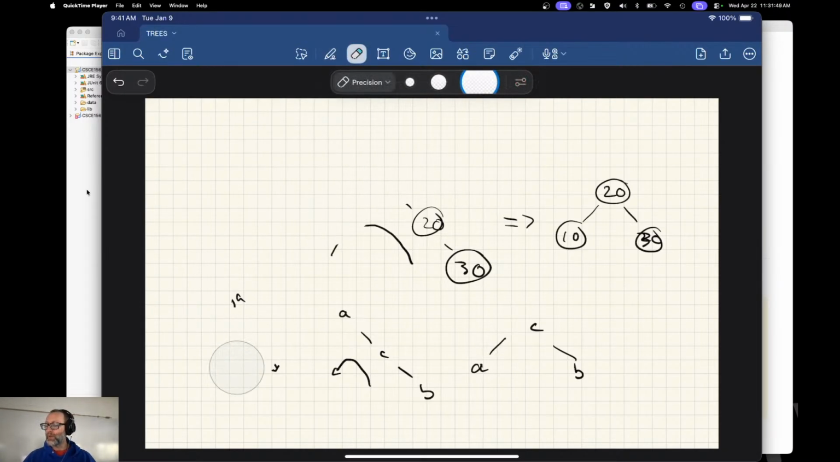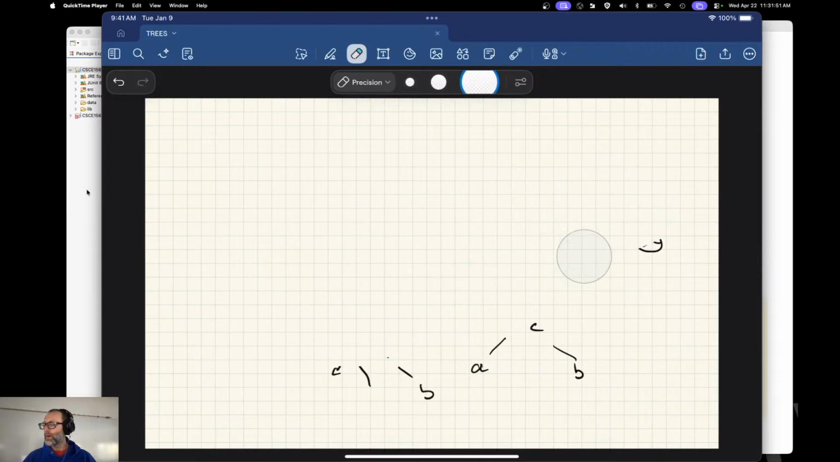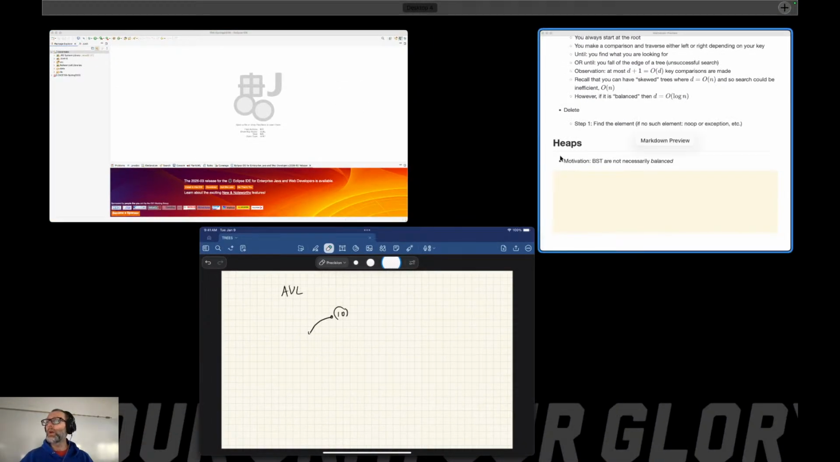We won't get into that, though. Those are called AVL trees. AVL is just the first letters of the last names of the people that came up with it. But we're going to look at our heaps.